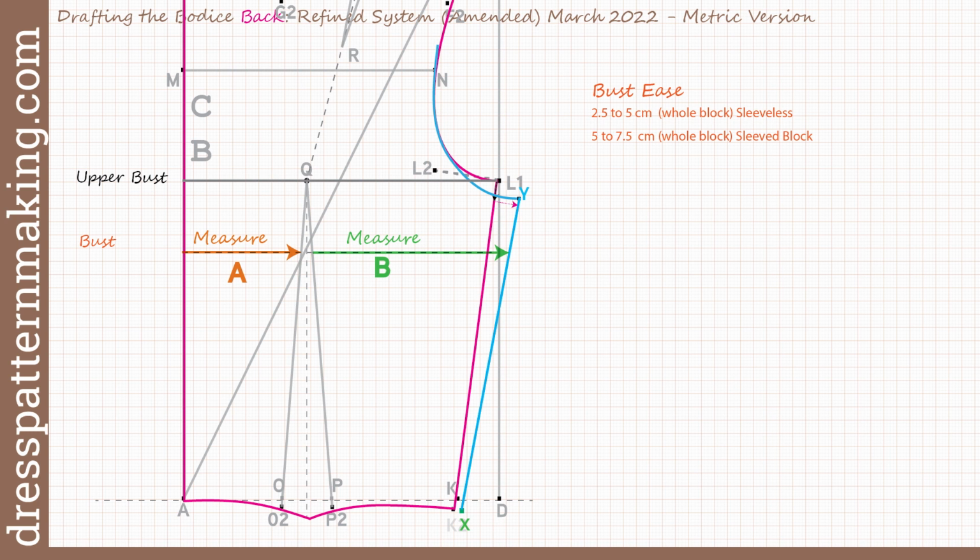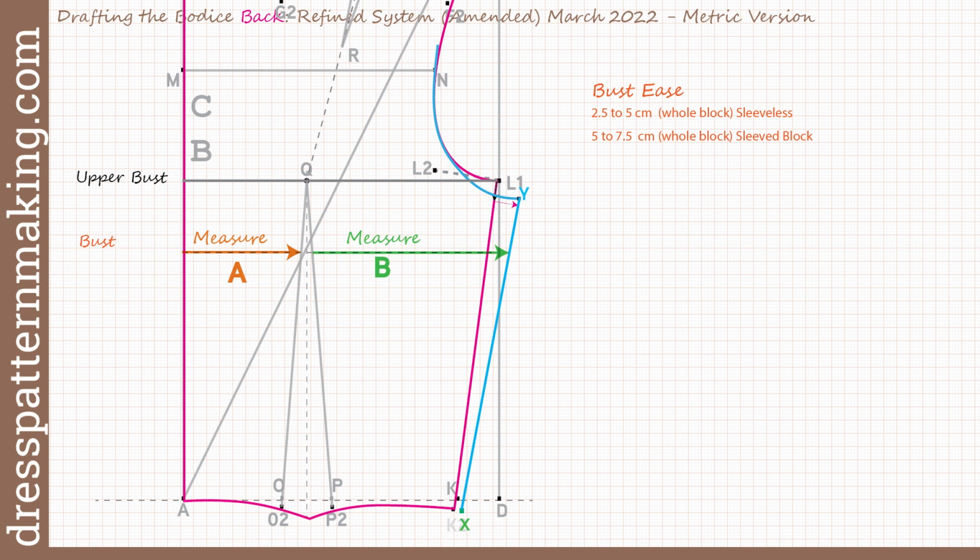Fat spreads and your body shape changes with movement. So for example, when you sit down, your fat will move around, and something that is loose under the bust when you're standing can become tight when you sit down. So again, the slimmer you are, the less ease you need. The more fat you are, the more ease you need.